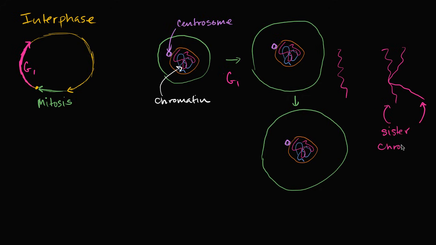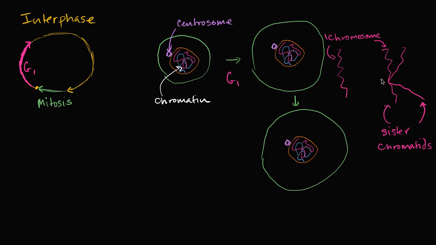Sister chromatids. But either way, this is one chromosome right over here. Chromosome. And so this is one chromosome right over there. And that is also one chromosome. This whole thing right over here is also one chromosome. Later on, when we go through mitosis, we'll see that these two sister chromatids get split apart. They're no longer connected. And at that point, we refer to each of them as an individual chromosome.